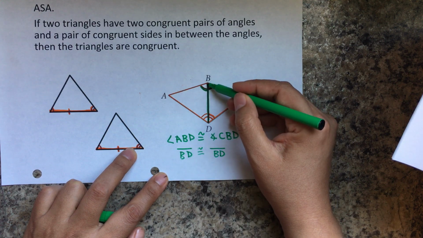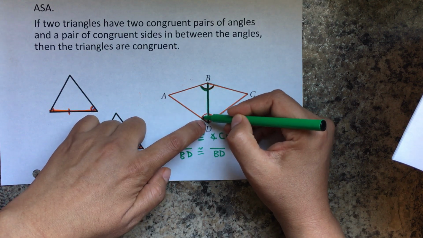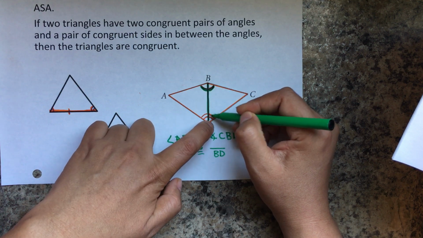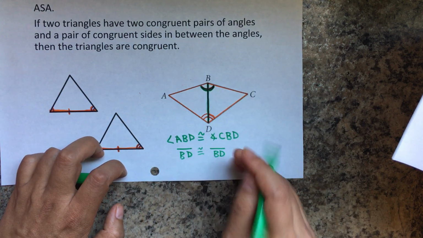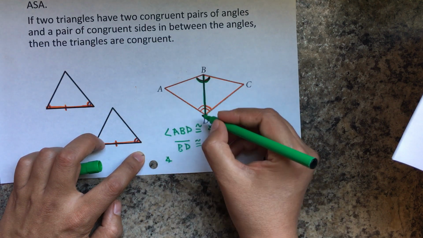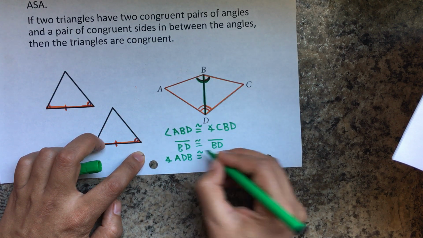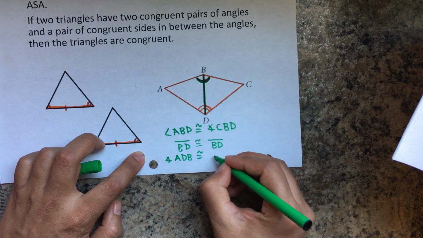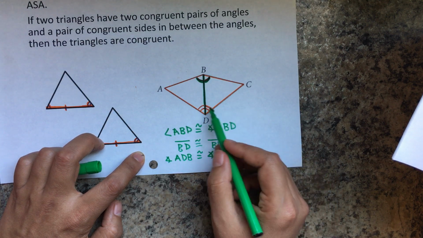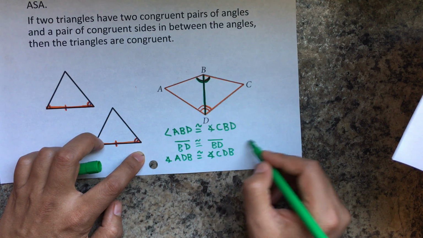and the reason I use BD is because on this side I go from the one marking to the one with two markings, so I have to do the same thing on the other, from the one that has one marking to the one with two markings. Okay, and we also have angle ADB congruent to angle CDB, also because of the markings. This is because of the reflexive property, meaning it's the same line.